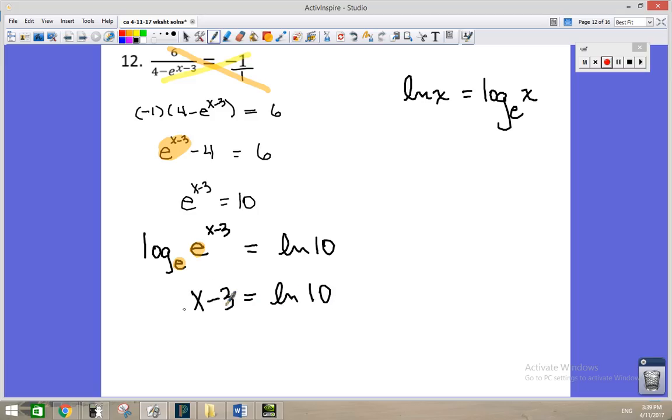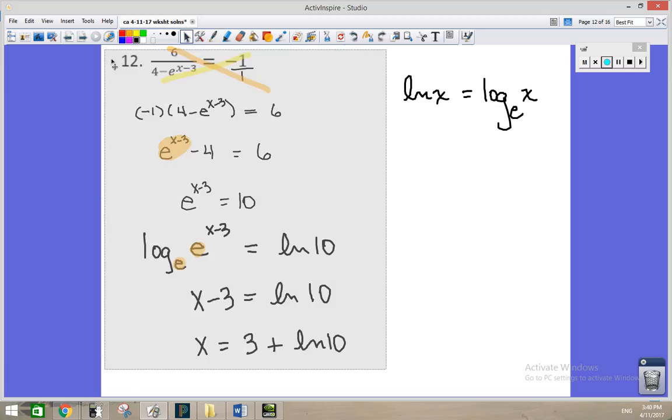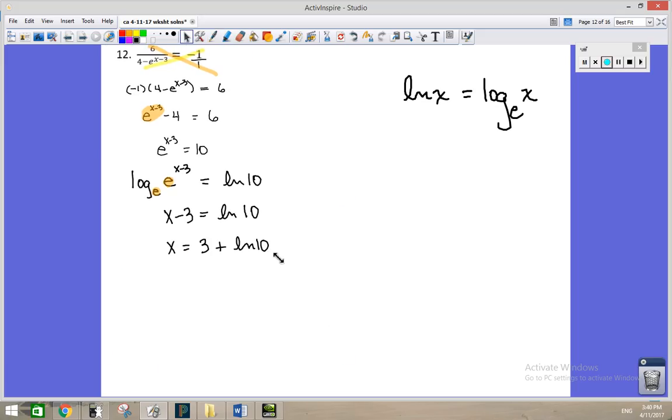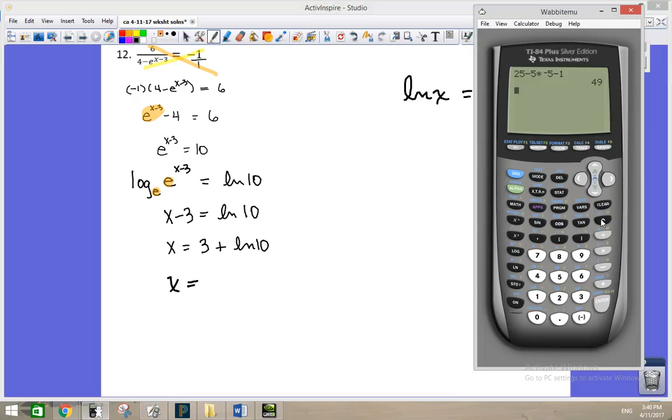Well, we've almost got x by itself. All we have to do is add 3 to both sides. So my final answer is 3 plus the natural log of 10. That's my exact answer. If they're telling me to give a decimal approximation to that, maybe they're saying round it to 3 decimals. Go to a calculator. Fix your calculator to round to whatever decimal you want. I'm going to fix it to 3 decimals.